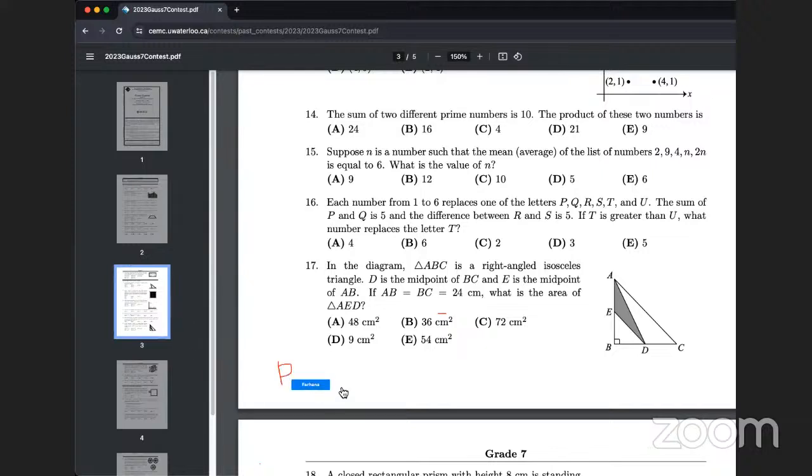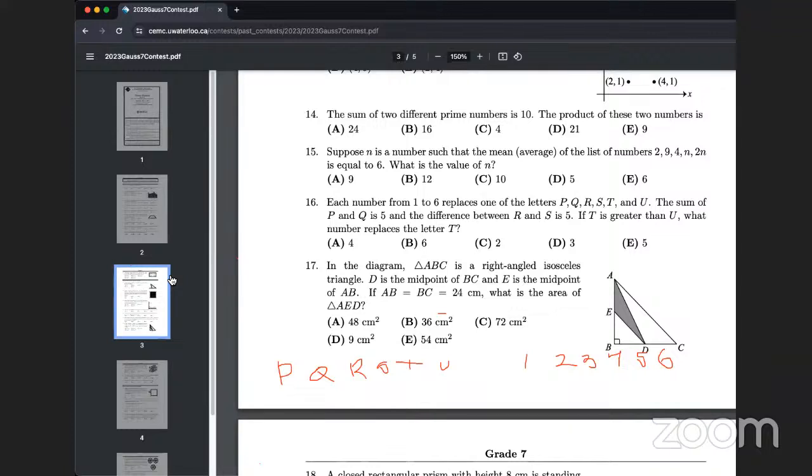Let me write down P, Q, R, S, T, and U. Then we have the numbers 1, 2, 3, 4, 5, 6. Basically what this question is asking is to pair these numbers to these letters.